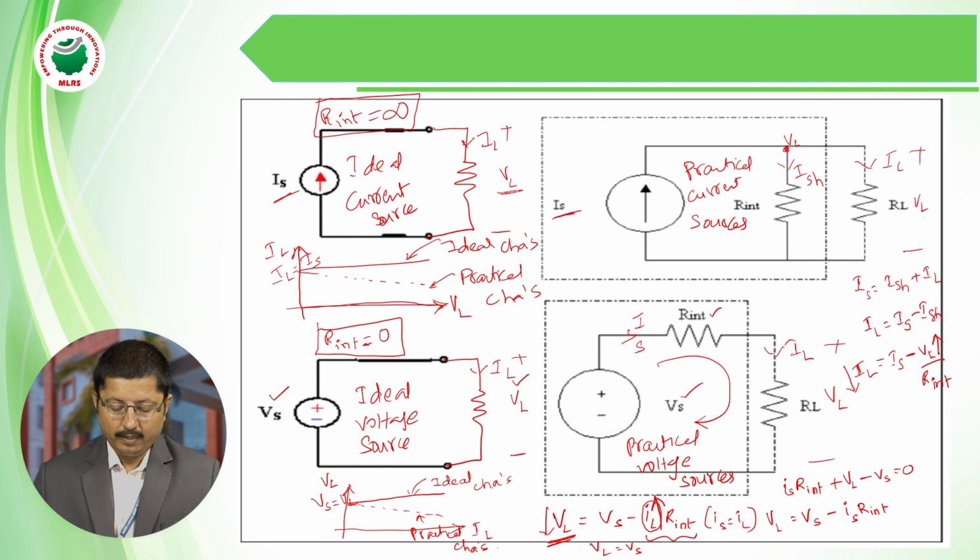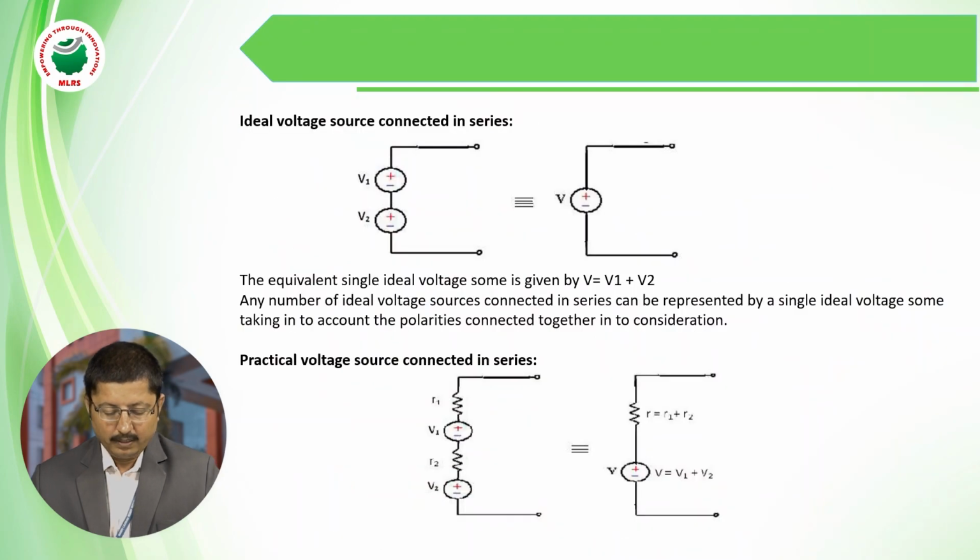Now coming to the different voltage sources. While solving different problems, we will get different voltage sources, ideal voltage sources and ideal current sources. All are connected in series and parallel. Sometimes they will be connected in series, sometimes in parallel. We have to reduce that into one simple network for analysis purposes. So we will see the different cases here.